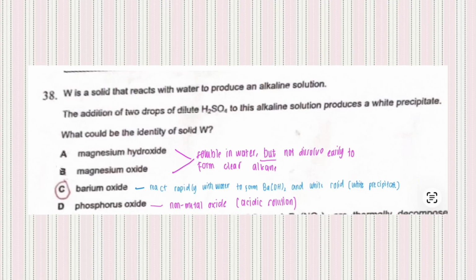W is a solid that reacts with water to produce an alkaline solution. The addition of 2 drops of dilute H2SO4 to this alkaline solution produces a white precipitate. What could be the identity of solid W?